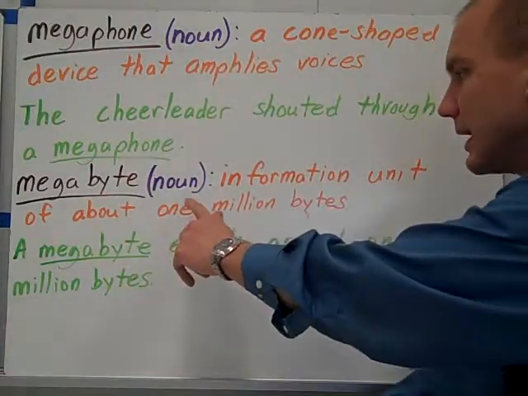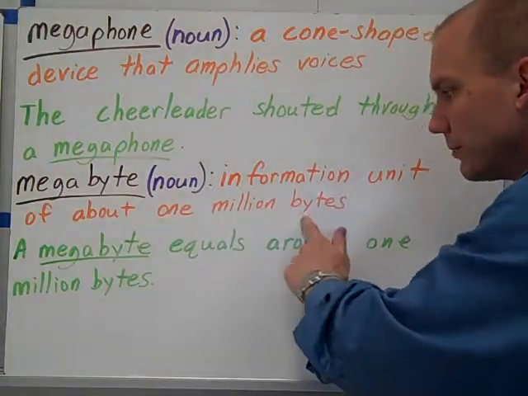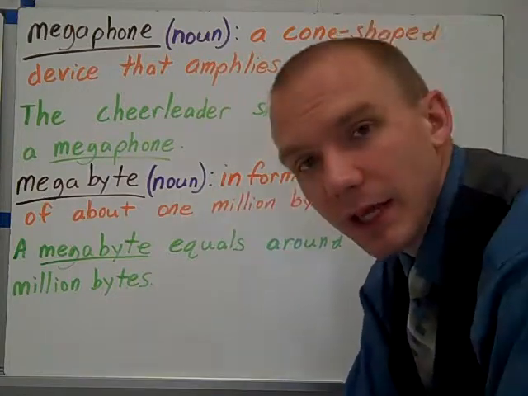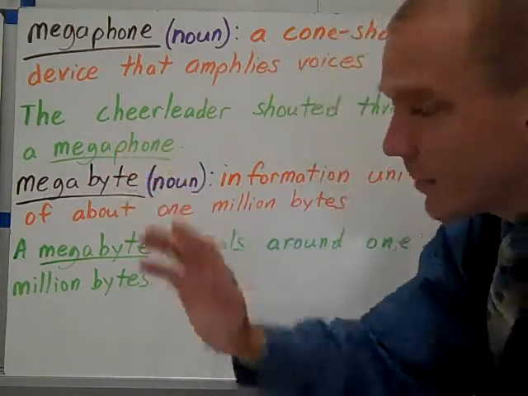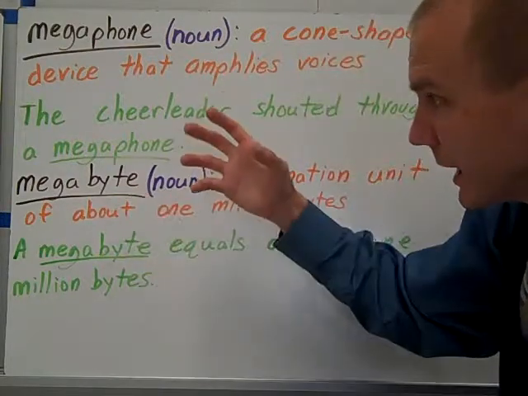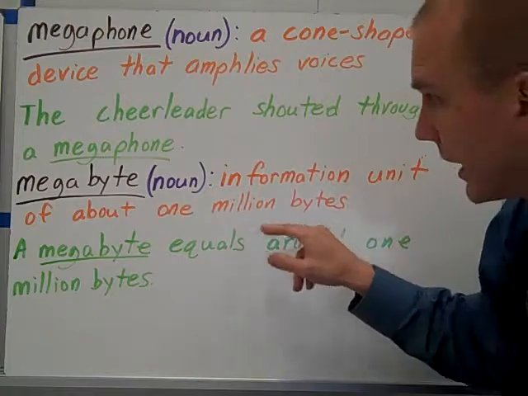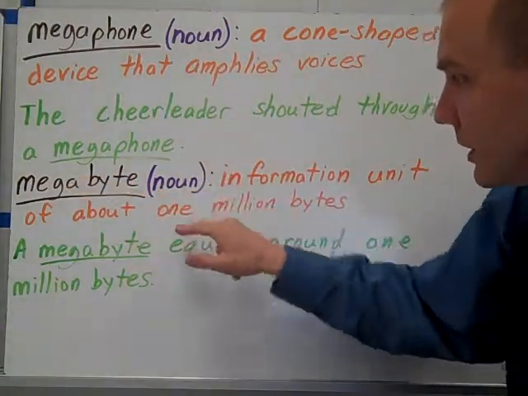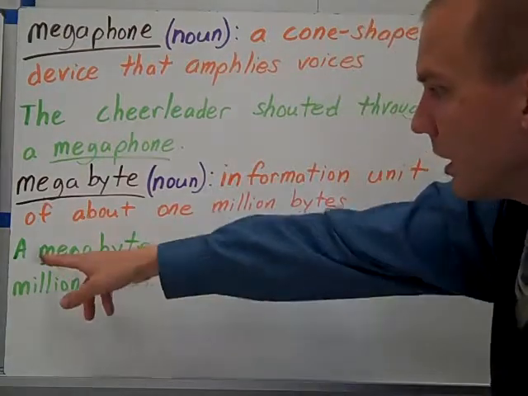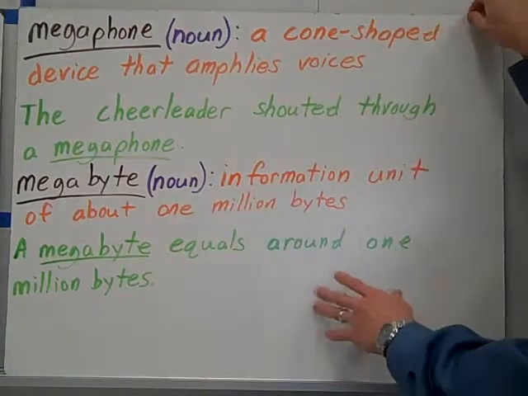Megabyte is a noun. Information unit of about 1 million bytes. The key thing here is 1 million bytes. Nowadays, with technology, a megabyte is actually not that big of a storage piece, so you don't think mega. But when it first came out, you had bytes is what we started with, and a megabyte would be 1 million of them. That's a lot, so that's why it's called a megabyte. A megabyte equals around 1 million bytes.